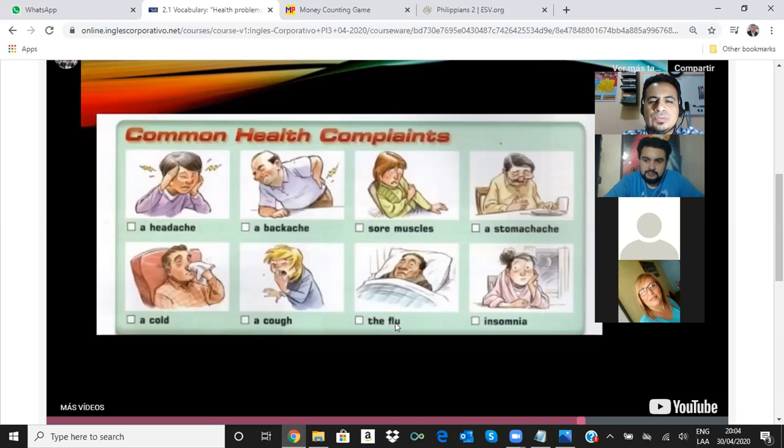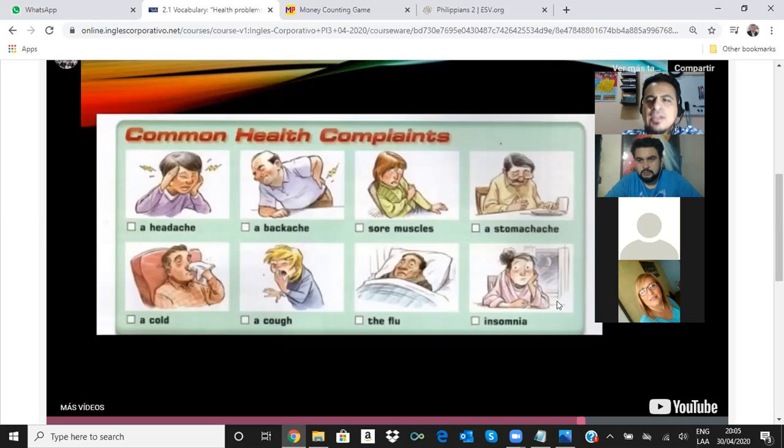The flu. Como el coronavirus, ¿verdad? Que es un tipo de flu extremadamente nuevo, ¿verdad? The flu. Insomnia. Insomnia. When you can't sleep, right? When you have trouble sleeping. Insomnia. Okay, very good.